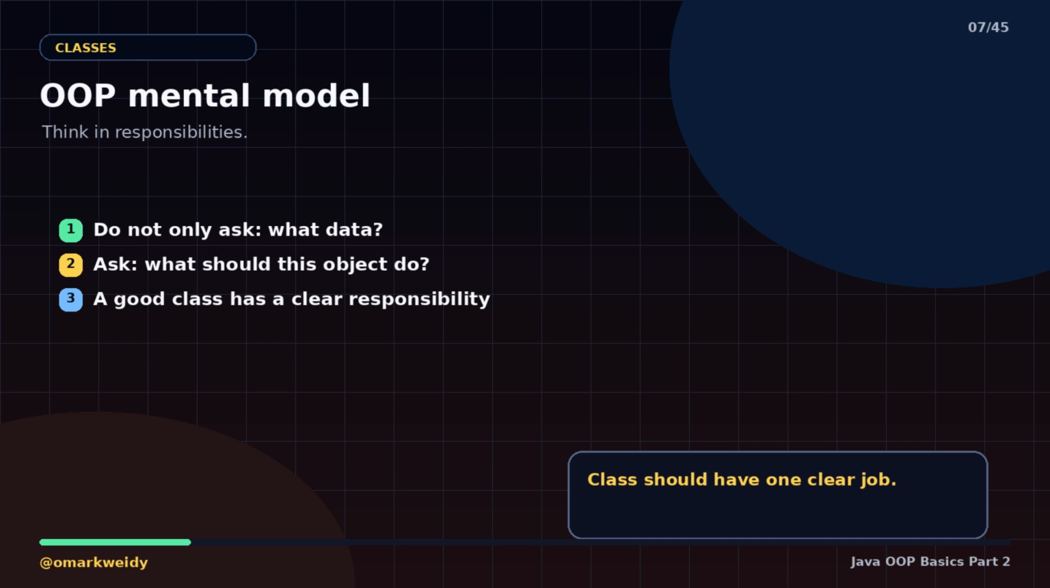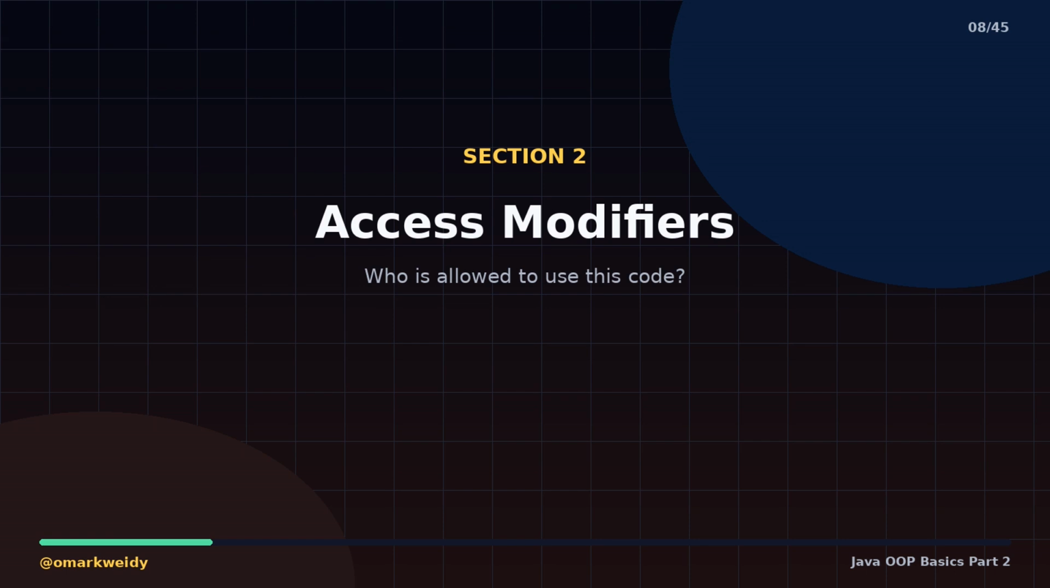The OOP mental model is not only about storing data. Ask what responsibility this object has. A good class should define a clear job and methods that belong to that job. Next, access modifiers. They control visibility. In other words, who's allowed to access a class, field, or a method.